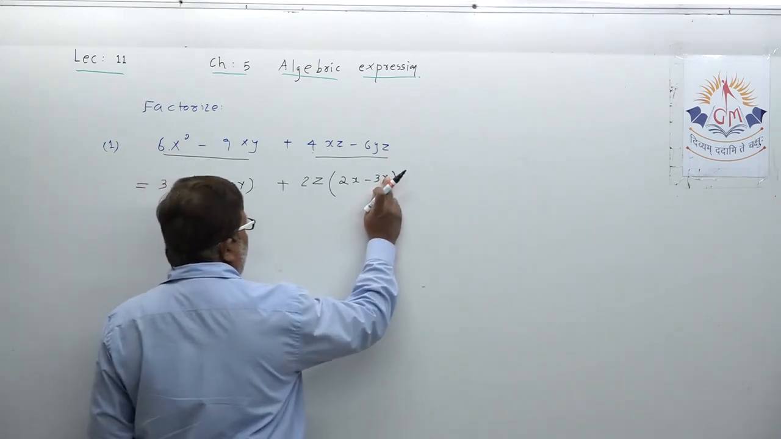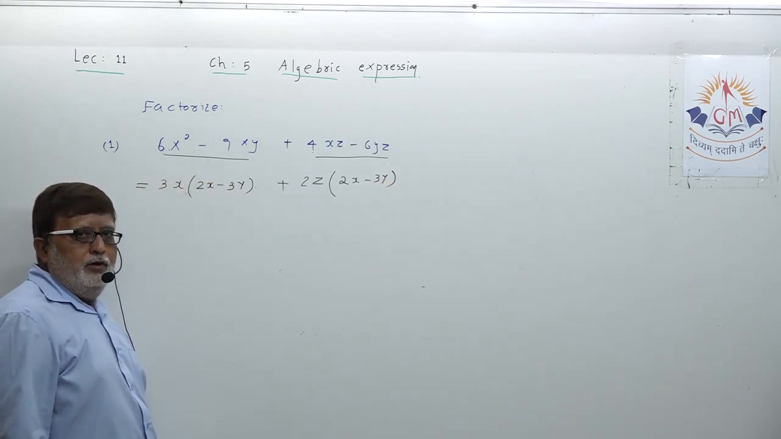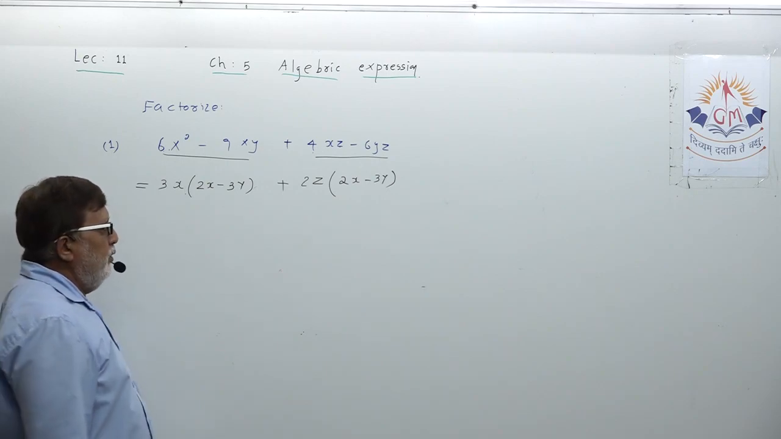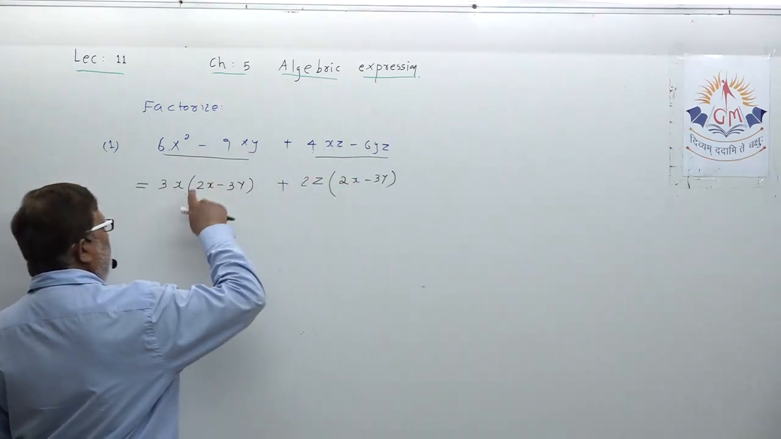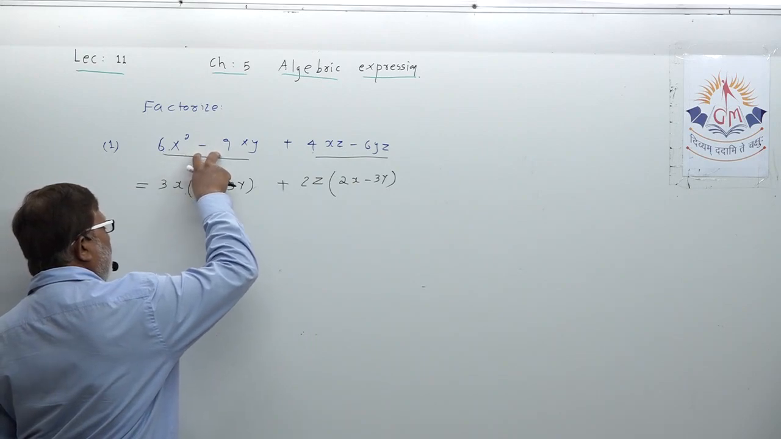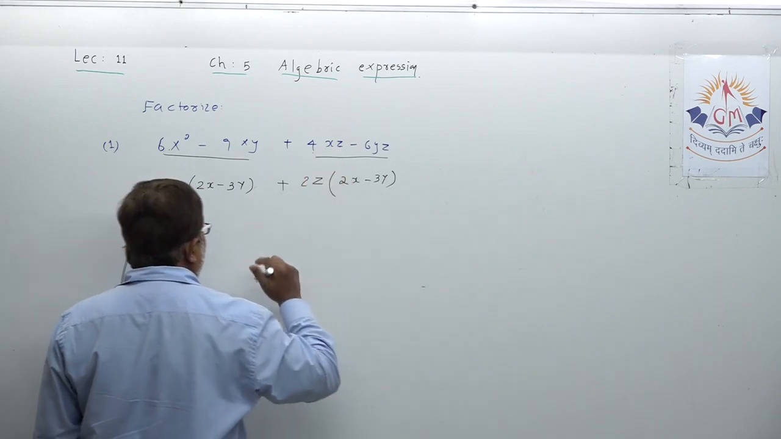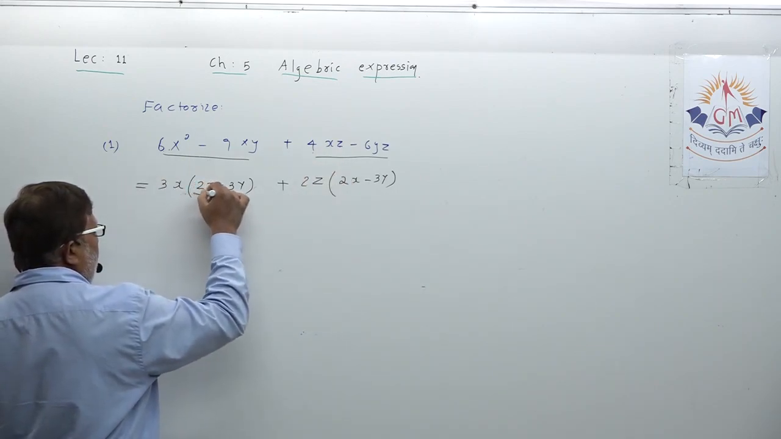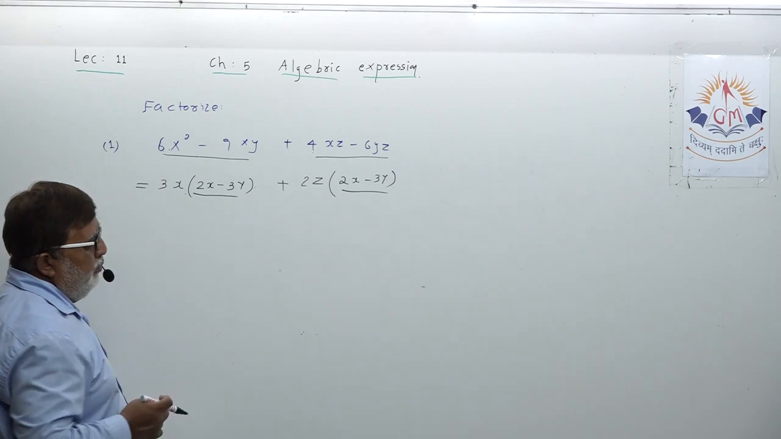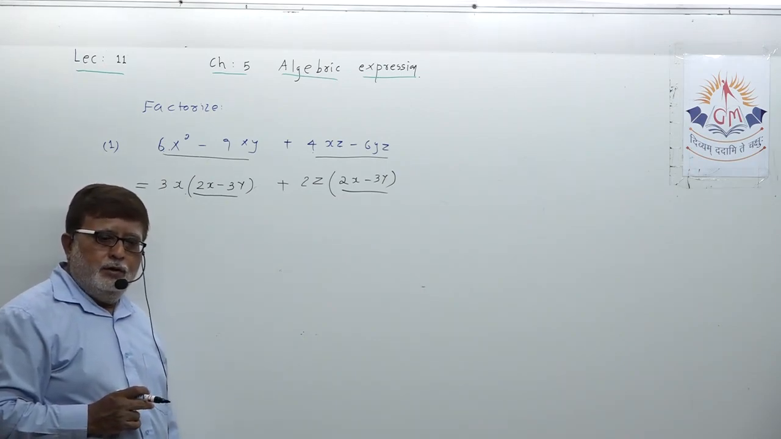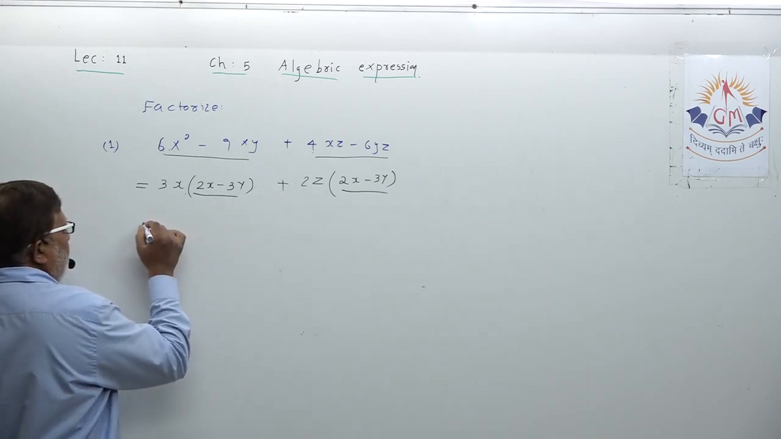Now dear student, after this first step, watch the polynomial now, understand carefully. This is one term, this is another term. This we got by taking out common from these 2 terms. This we got by taking out common from these 2 terms. Are you able to see a common bracket? Yes. 2x minus 3y, 2x minus 3y is common.